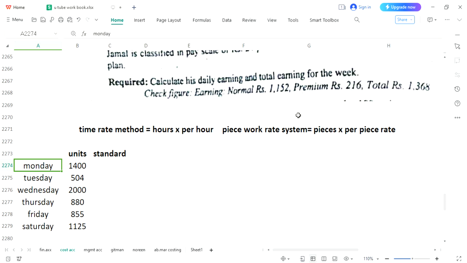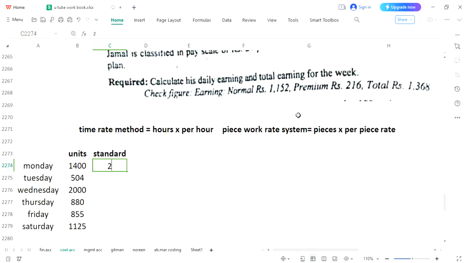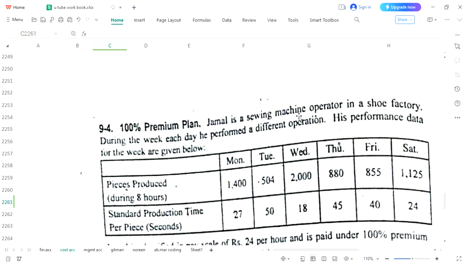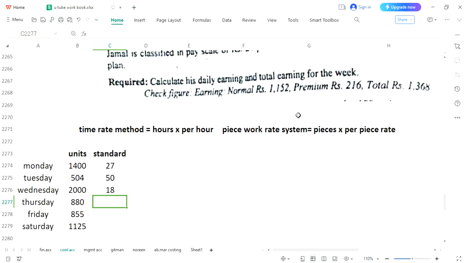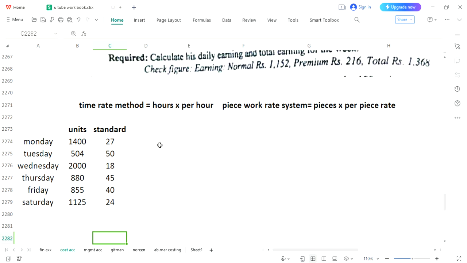So we will write these standards over here as well. Standards are 27, 50, 18, 45, 40, 24. I'm hopeful that everything has been written accordingly. Only the first calculation we will be making separately, otherwise you can calculate it directly.